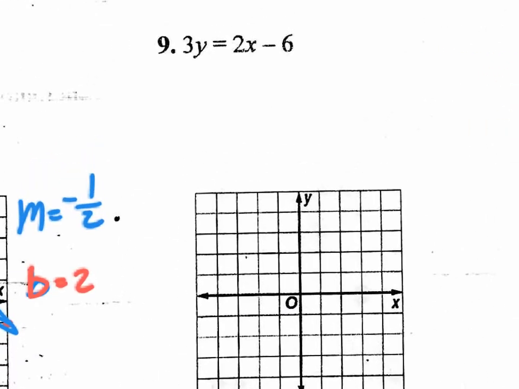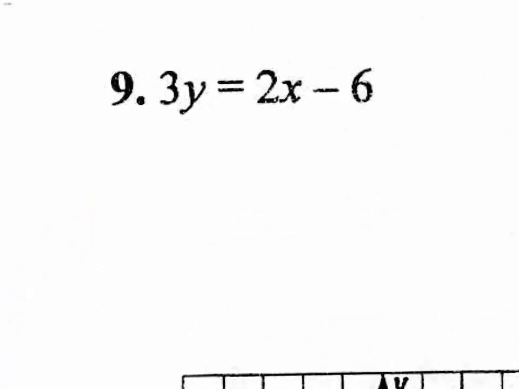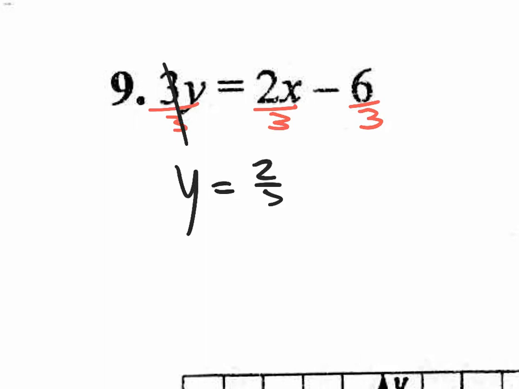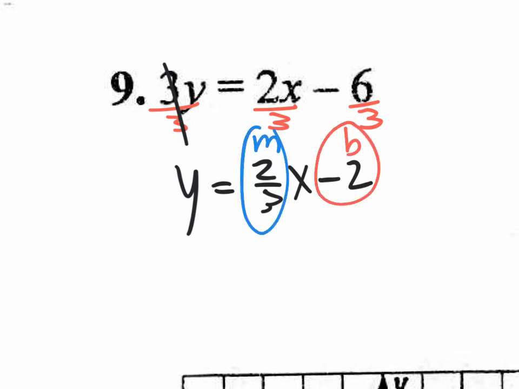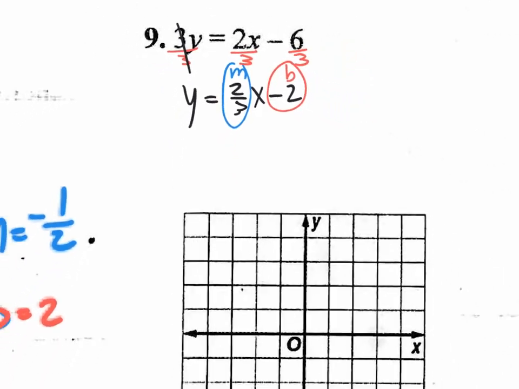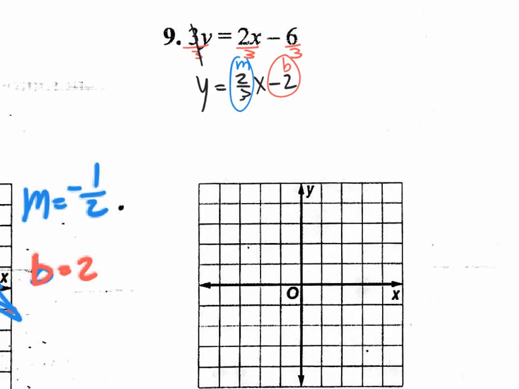We have time. This one's not in slope-intercept form. So we could get it in slope-intercept form, dividing by 3, dividing by 3, dividing by 3. My slope-intercept form equation is going to be y equals 2/3 x minus 2. So now you could clearly see that your m value is 2/3 and your b value is -2. So it's going to cross the y-axis at negative 2. So I put a dot at negative 2 on the y.